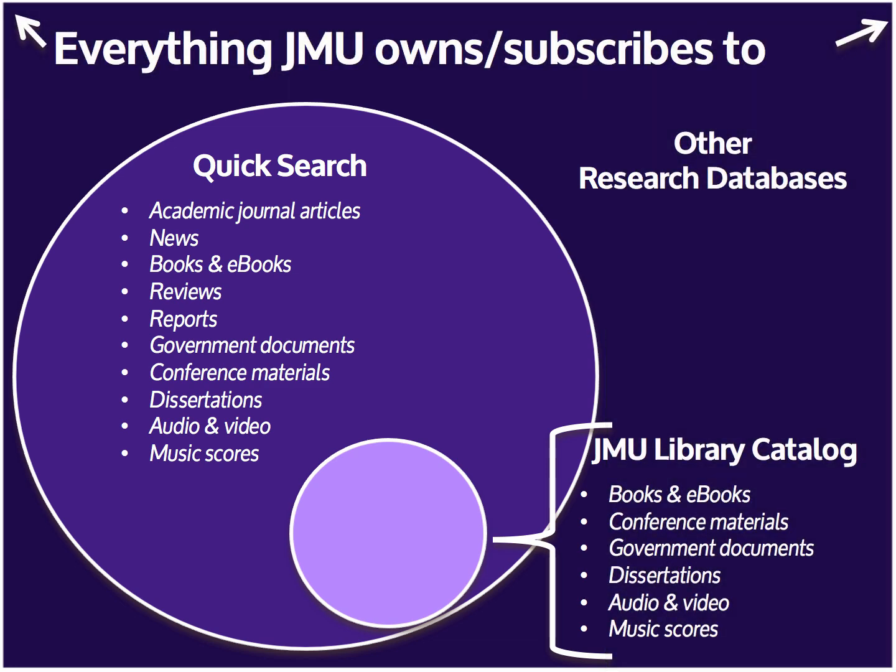The outer rectangle represents all items JMU owns or subscribes to, including the subject-specific research databases that are not included in Quick Search. So, depending on your project, it can be important to use these subject-specific databases to find items you would not find otherwise.